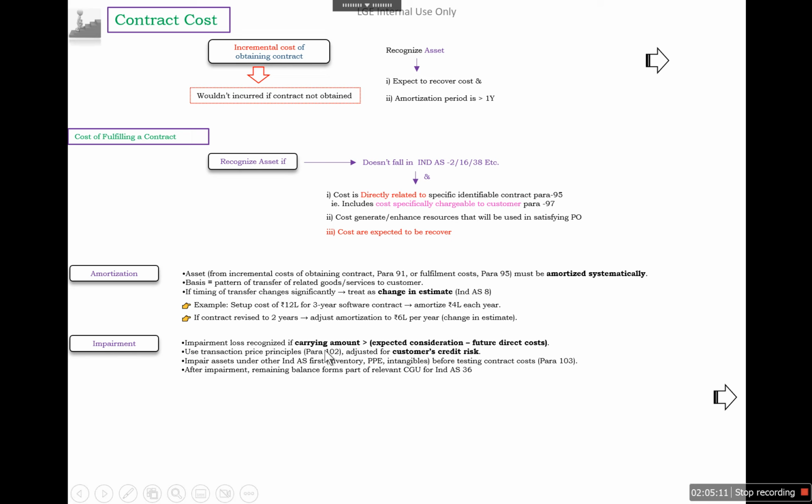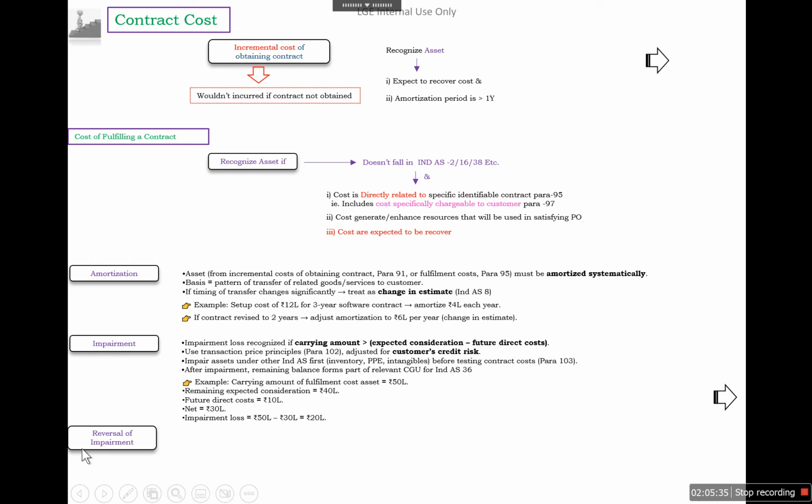Impairment loss should be recognized if the carrying amount is greater than the expected consideration less direct cost. For example, the carrying amount of fulfillment cost is 50 lakhs, remaining expected consideration is 40 lakhs, future direct cost is 10 lakhs, so net is 30 lakhs. So we need to recognize 20 lakhs as an impairment.